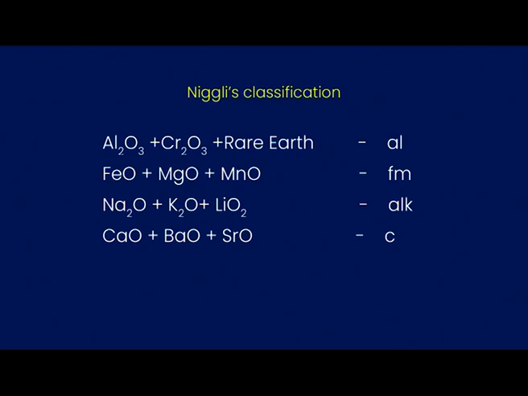In this, Al means the combined percentage of Al2O3 plus Cr2O3 plus rare earth elements, whereas Fm will be calculated with the content of FeO, MgO and MnO. Na2O plus K2O plus Li2O together will give Alk values. CaO plus BaO plus SrO will give the value of C. This chemical analysis will be recalculated to 100.